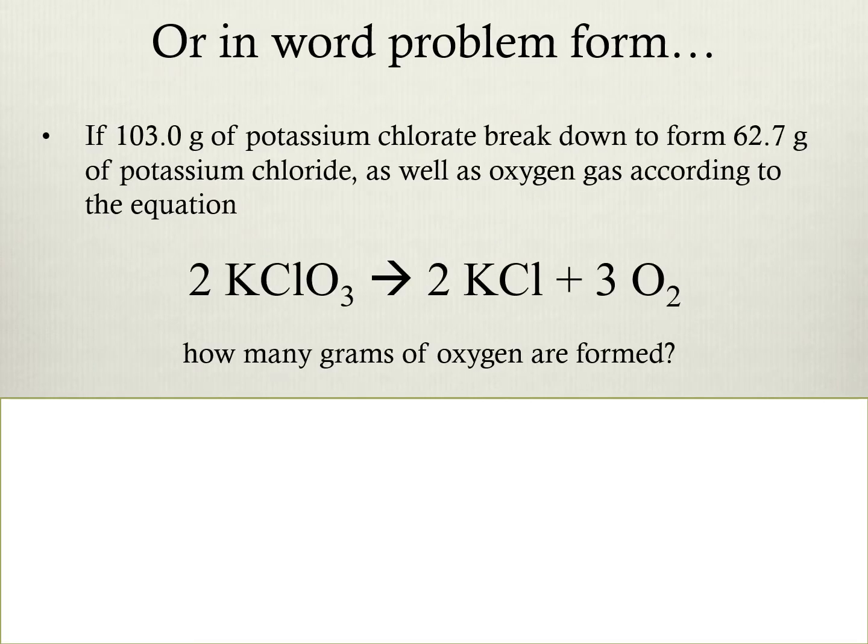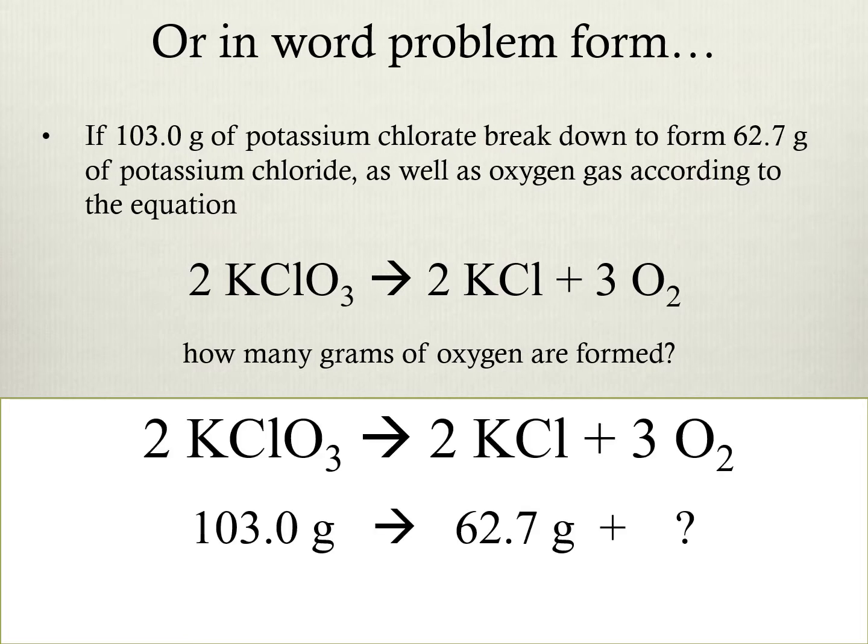We can apply the same ideas to chemical equations. If 103 grams of potassium chlorate on the left breaks down to 62.7 grams of potassium chloride, the KCl, and some oxygen, how much oxygen is actually being made? That's a lot of words trying to get you to do a one-step subtraction. We know what the equation looks like, and we know how much we have of 2 of the 3 parts of the equation. So plug your numbers in and subtract.